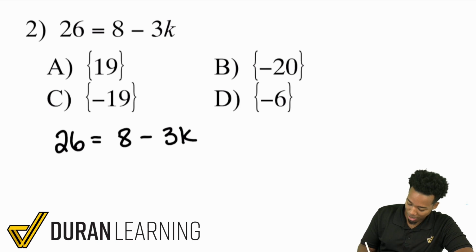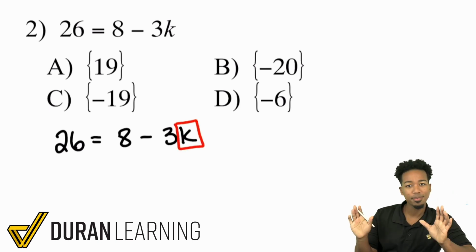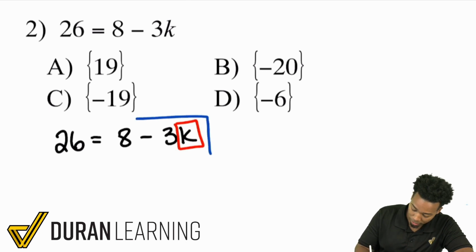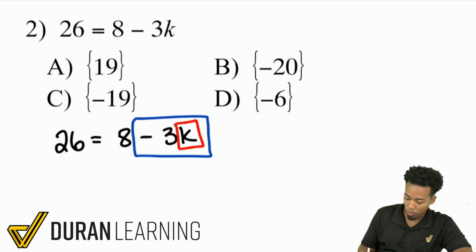So my goal right over here is this. I want to get the k by itself, right? I want to get the k by itself. So what's happening immediately to the k? Well, what's happening immediately to the k is that we're subtracting 3k. So basically what that means is you're multiplying k by -3. That's what that means.